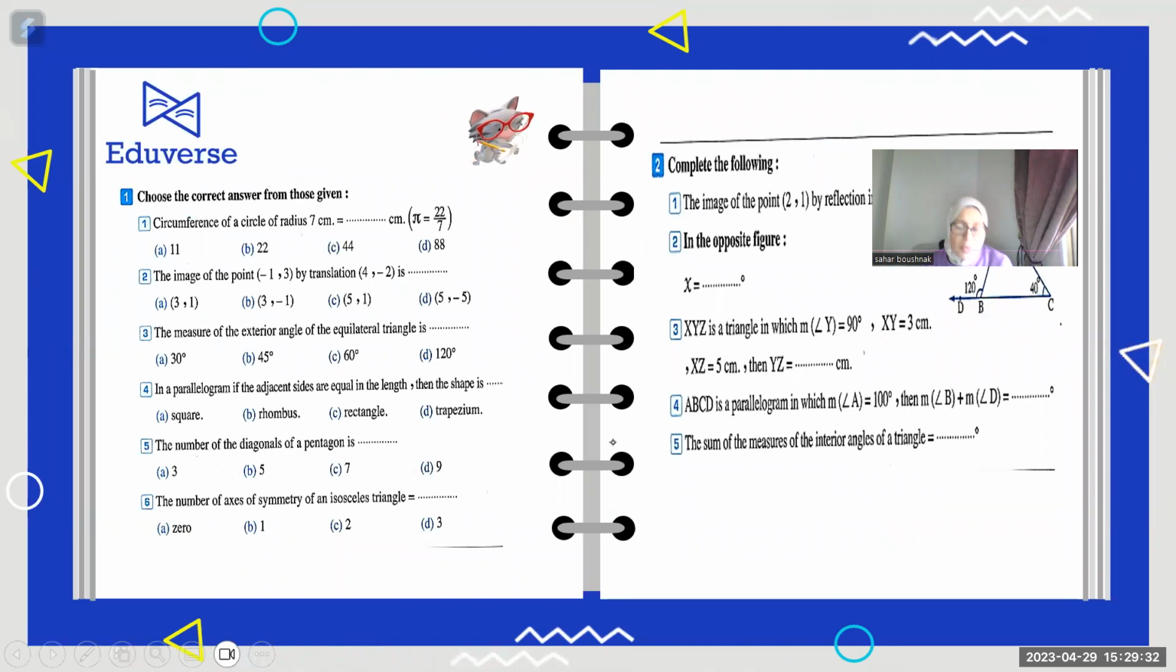Now, this is all that we are studying in our term about the geometry. Now, let's solve some questions together.